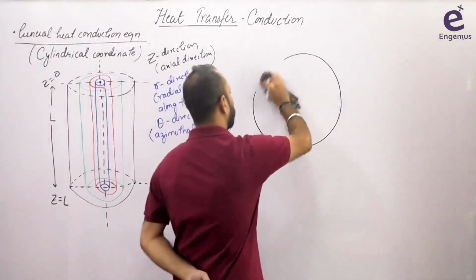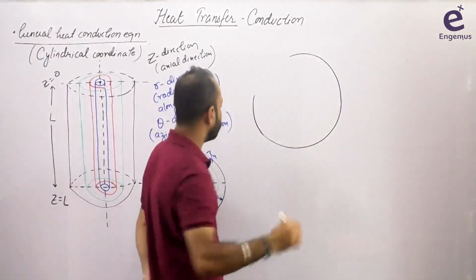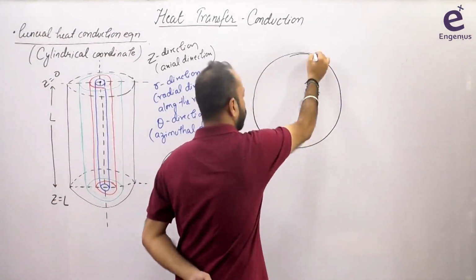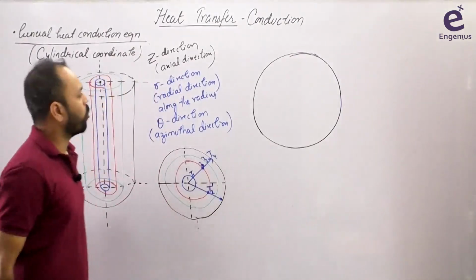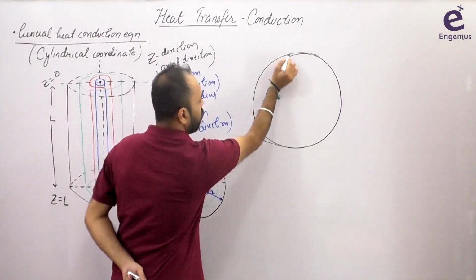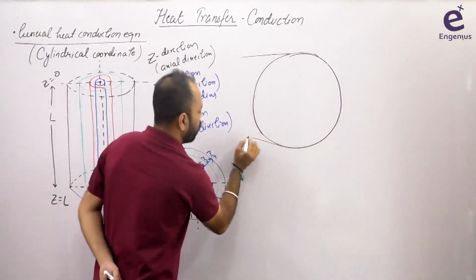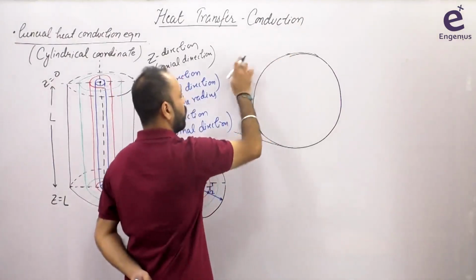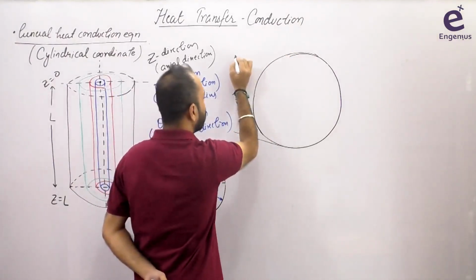Still trying to be perfect to make a circle. It has become quite circular, okay. Suppose this is the cross-section view of a cylinder. This view that has come is the cross-section view of a cylinder, okay. Trying to be perfect again here. Practice is still going on.